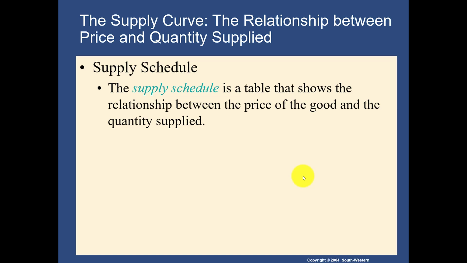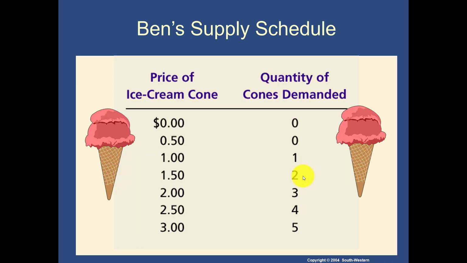So that's the supply schedule. It's a relationship between the price of the goods and the quantity supplied, and it's in a tabular form. And again, here we are with the ice cream example. Ben's supply schedule, the person who makes the ice cream. So let's go to this schedule here. Remember, keep the law of supply in your mind when you're going through this. So the market price for ice cream is $0, right?